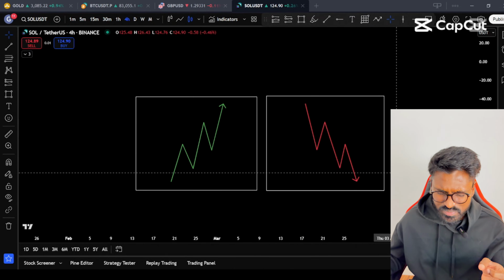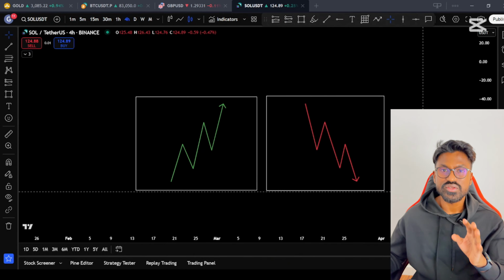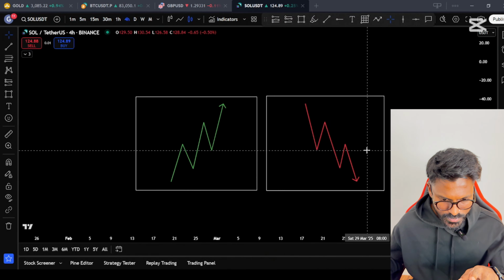But before I show you this indicator, let me teach you 4 key market structures in order to understand this indicator better. Okay guys, so here is the simple thing that you need to understand about market structure. Okay, so let's get right into it.